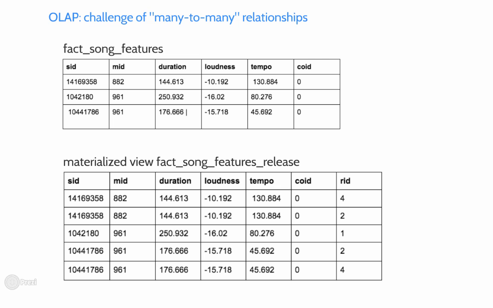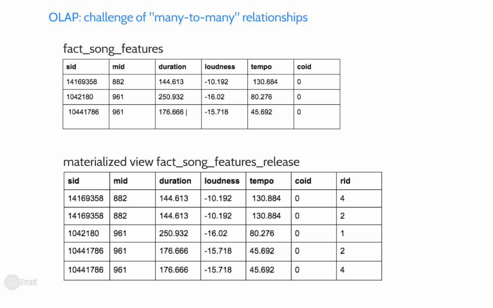The first table is records from fact song features. After join with the release, we will have 5 records. So now we have duplicate rows in this table. Counting the amount of songs per release will be correct: 2 songs in release number 2, 2 in release number 4 and 1 in release number 1. But using this table to count songs is not correct. The final amount of songs will be 5, while there are only 3. So we use the first fact table for counting the songs and the second one to aggregate on release.